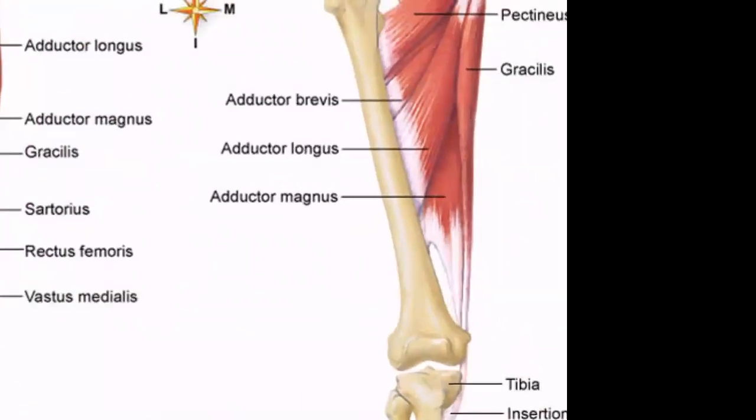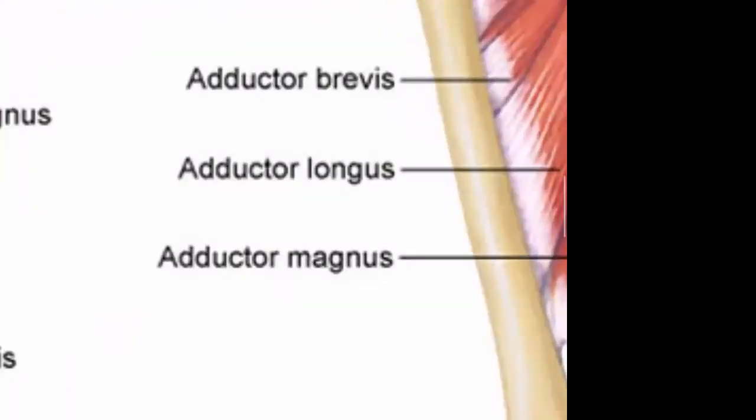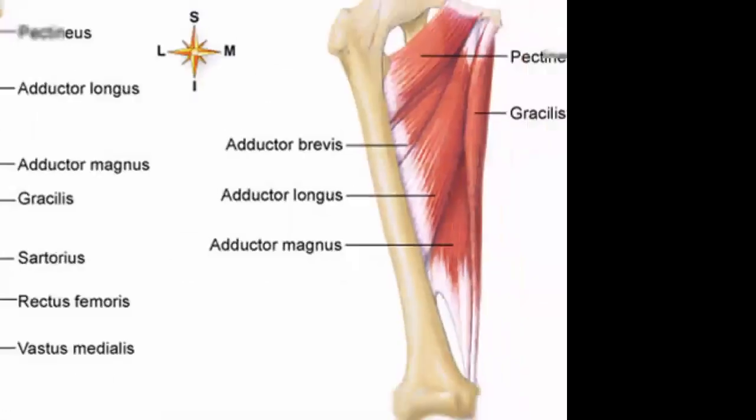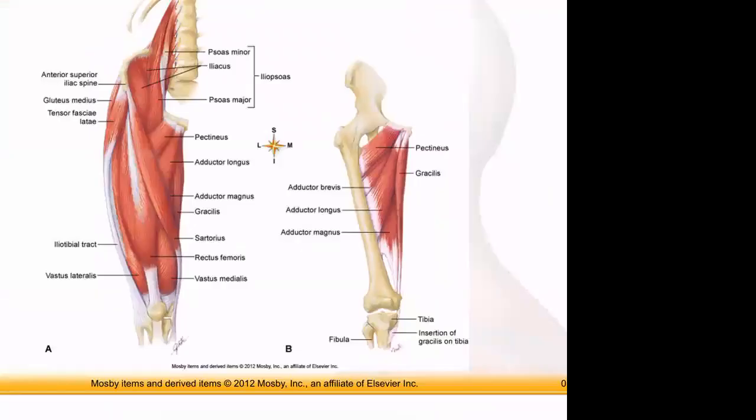Notice this: adductor, adductor, adductor. These muscles are going to pull the leg in towards the midline of the body. Abductors will pull it away, so they'll spread your legs away from the midline of the body. The adductors will pull the legs inward. Okay, I don't want to go into too much more there.